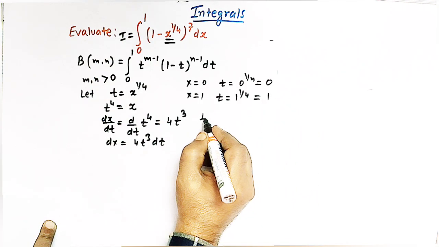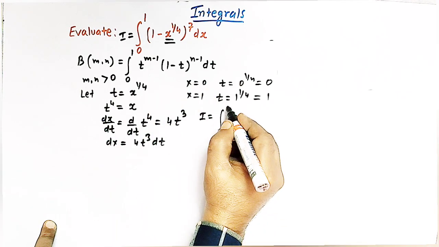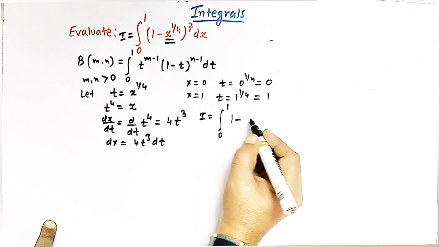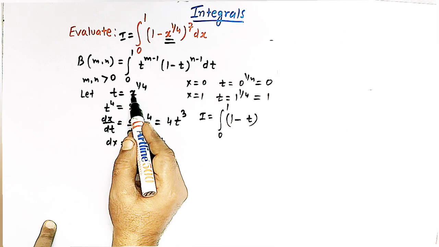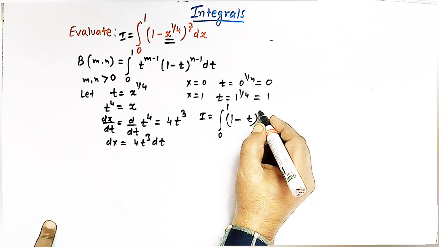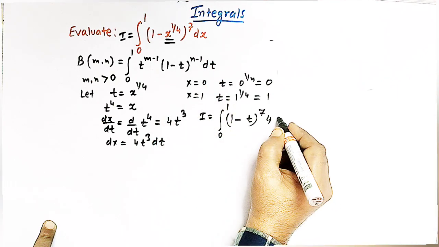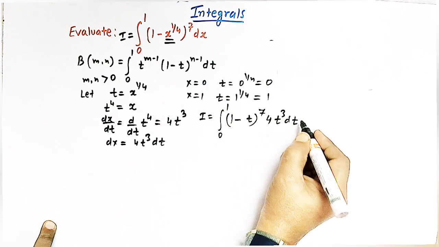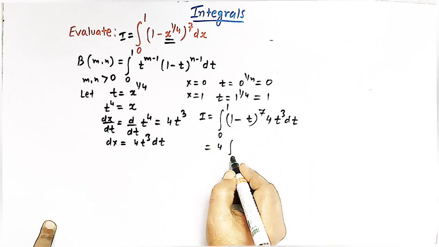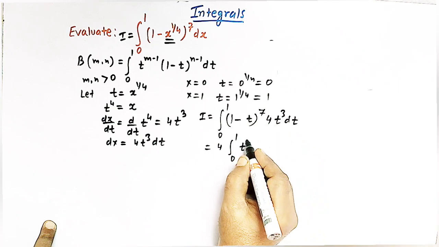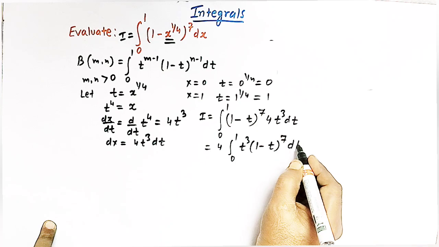So now this integral I can be written in terms of t as 0 to 1, and we have (1 minus t), because x^(1/4) is assumed to be equal to t, and we have here the power 7, and for dx we can write 4t^3 dt. Now we can take this 4 outside the integral being a constant, so we can now write 0 to 1, and then we have t^3 and (1 minus t)^7 and dt.